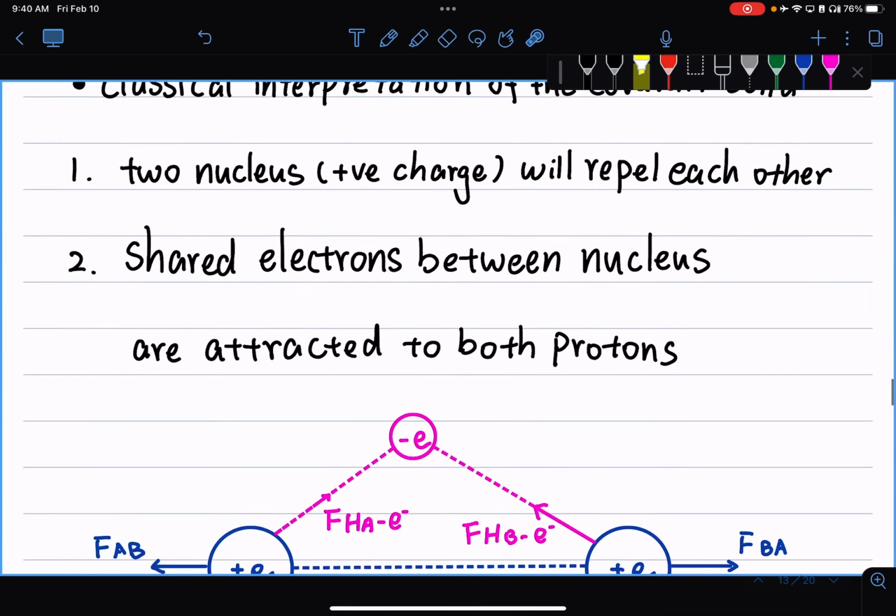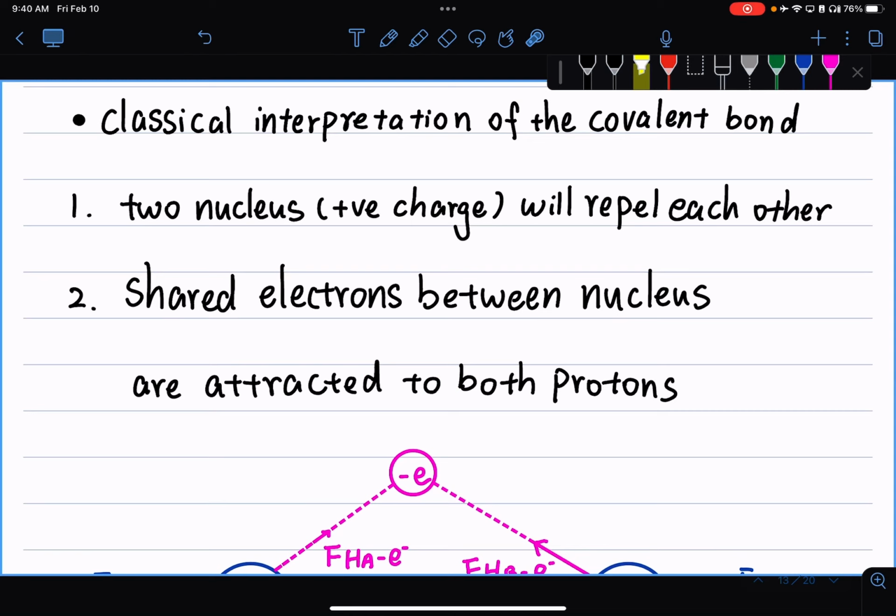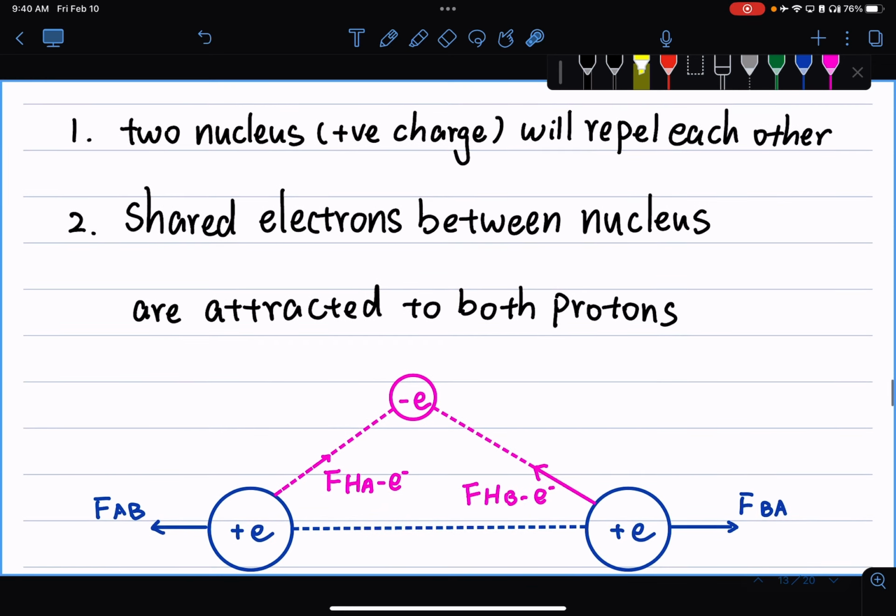So here's a quick classical interpretation of covalent bond and why a covalent bond is stabilizing. Imagine you have two nuclei with positive charges approaching each other. Because they are both positively charged, the nuclei are expected to repel each other. So you have a repelling force between the two nuclei. And the shared electrons between the nuclei are expected to act like glue to hold the atoms together.